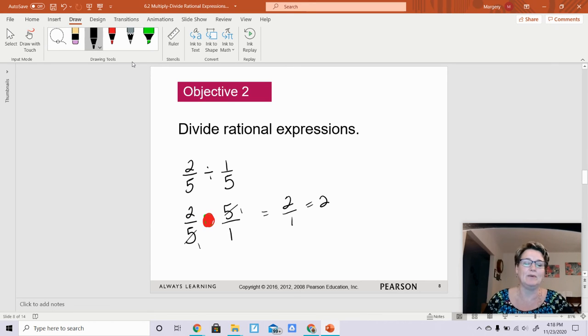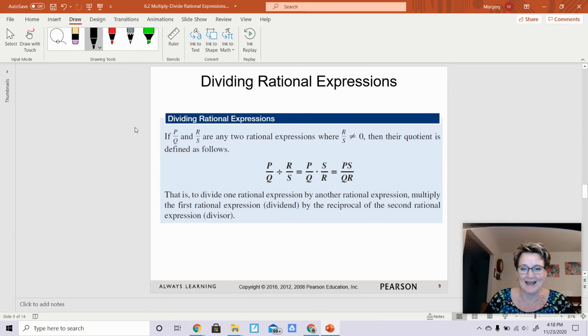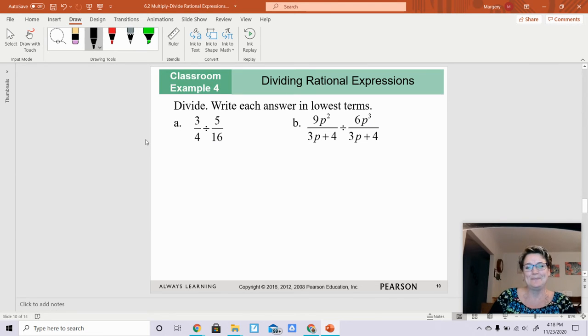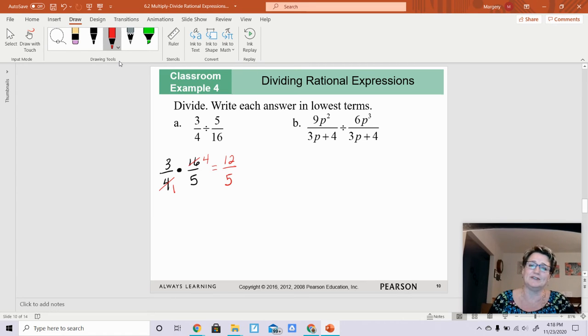So we do the same thing when we have expressions. So let's go ahead and get busy with expressions. First of all, we have 3/4 divided by 5/16. So we leave the first fraction alone. We change the division sign to multiplication. We flip the second fraction. Now we're going to reduce it before we actually multiply. 4 goes into 4 once, 4 goes into 16 4 times. That's all that happens. So 3 times 4 is 12, 1 times 5 is 5, and you're done. That's your answer.